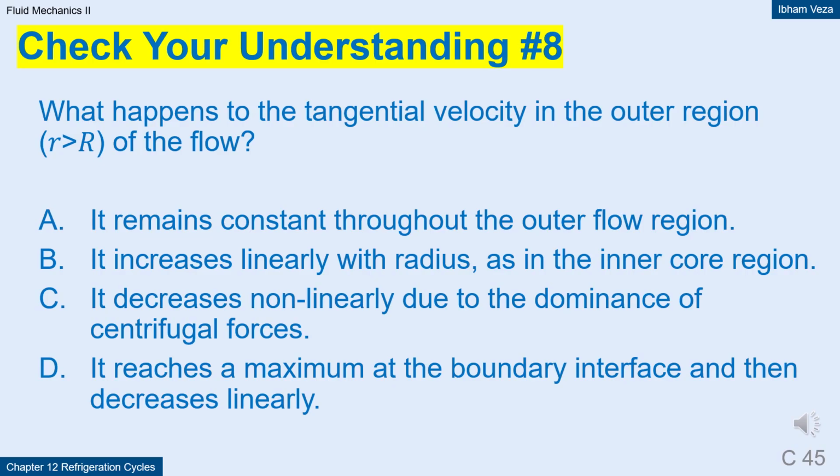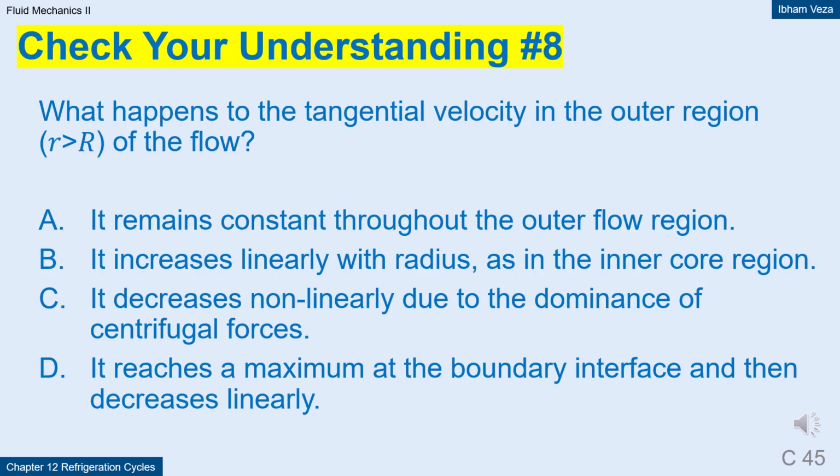Check your understanding number 8. What happens to the tangential velocity in the outer region, r greater than R, of the flow? C. It decreases non-linearly due to the dominance of centrifugal forces.